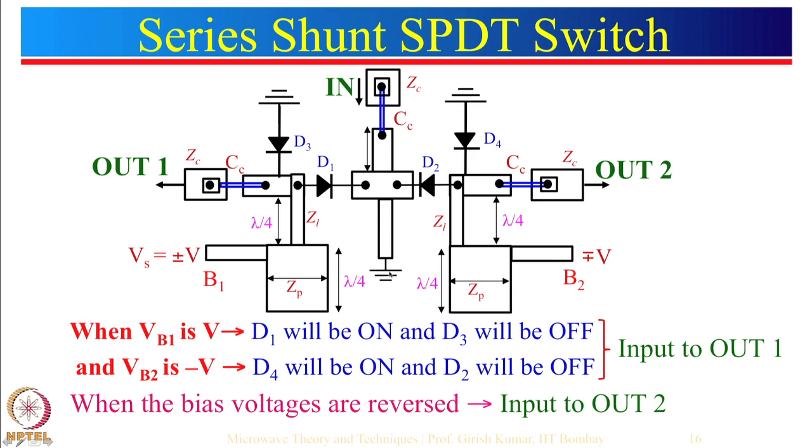Again, if you see this particular portion, this length is also equal to lambda by 4. So that when this is short circuited here, this will act as an open circuit. So nothing will go to this side here. Okay. So here, just to repeat, input will go to output 1 when Vs is positive, and input will go to output 2 when this particular thing is positive.